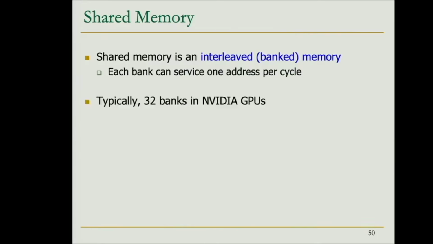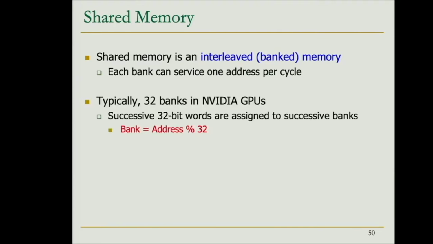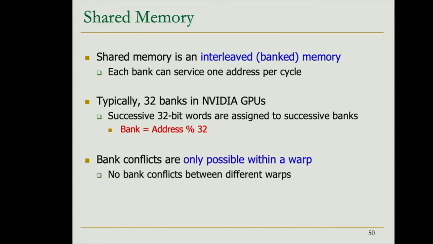Each bank can service one address per cycle. You already know that. Typically 32 banks, which is related to the number of threads in the warp. And the way that these addresses are mapped into the banks is something like this, where 32 is the number of banks. We already saw this expression in the previous lecture.